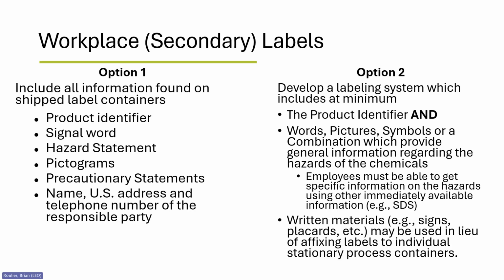Where stationary containers act as a secondary container, there is additional flexibility to use signs, placards, or written materials to fulfill the labeling requirements. Regardless of the labeling system in place, employees must be trained over the site-specific labeling method, the information conveyed on the label, and how to get specific information on the hazards if needed.